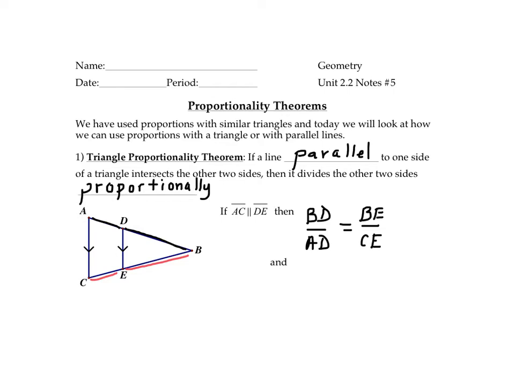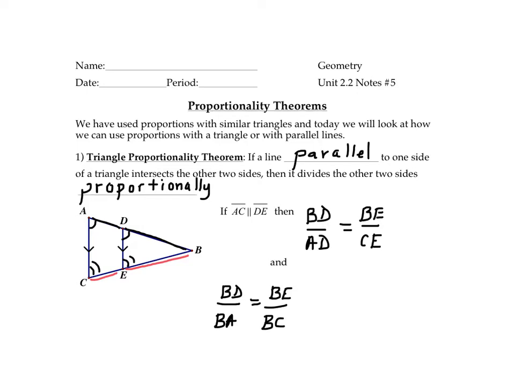Now, another proportion that we can get from this is to say that line segment BD corresponds to line segment BA in the same way that BE corresponds to BC. And we can say that because the little triangle is similar to the big triangle because of the angle-angle theorem.